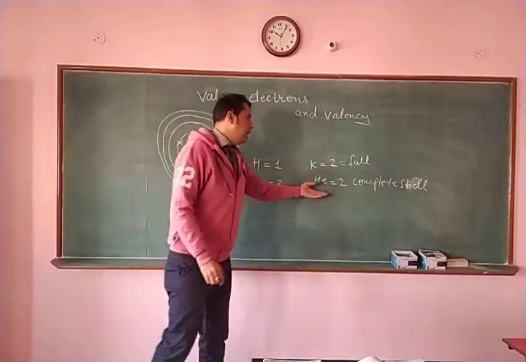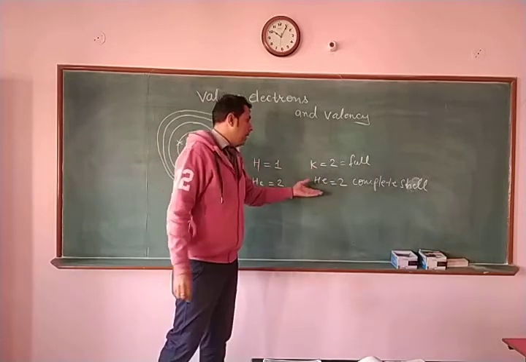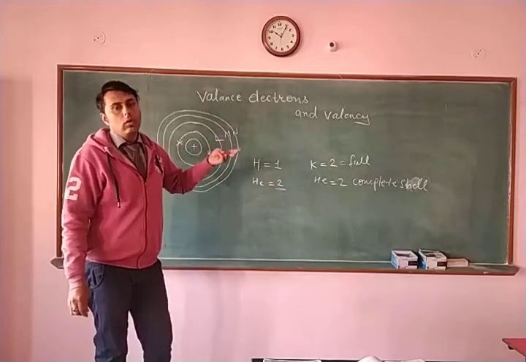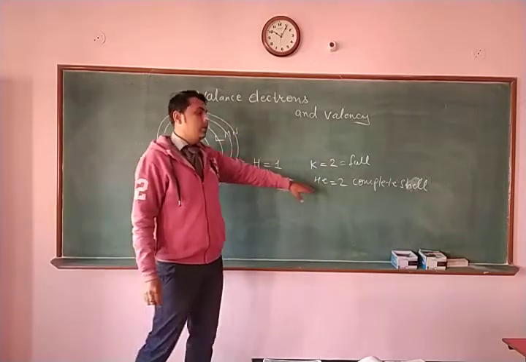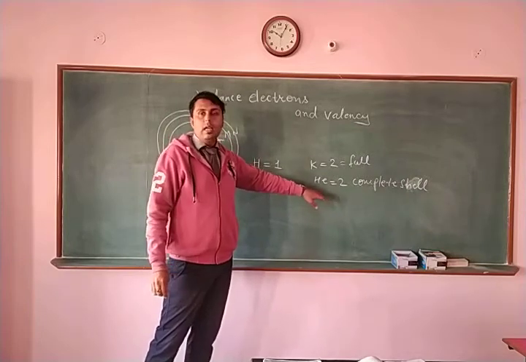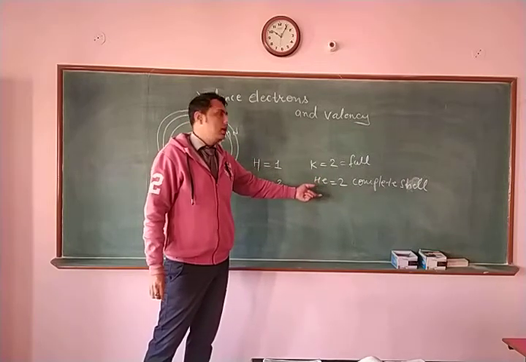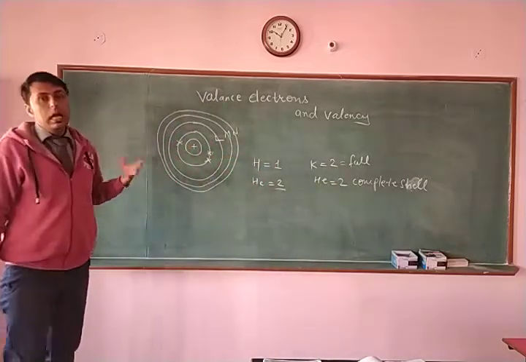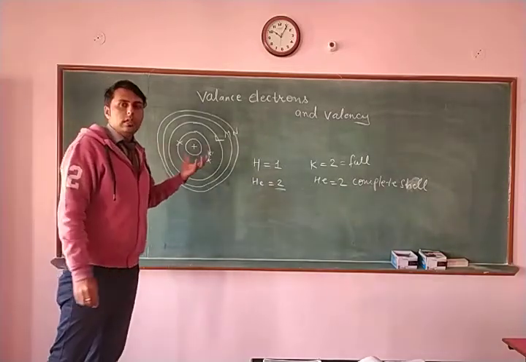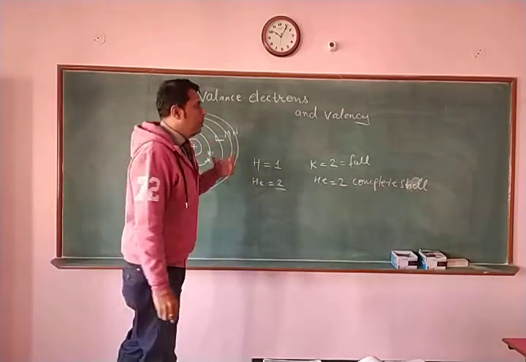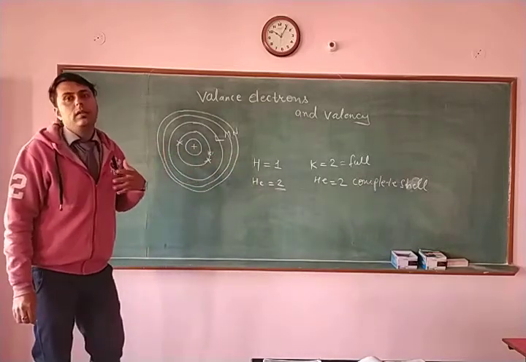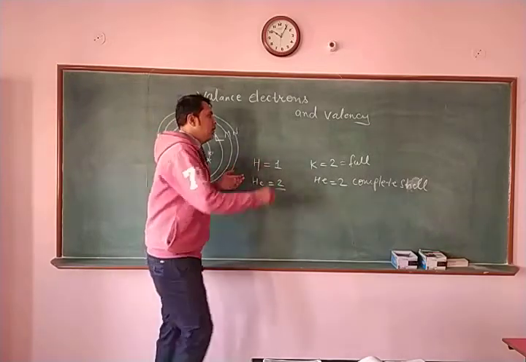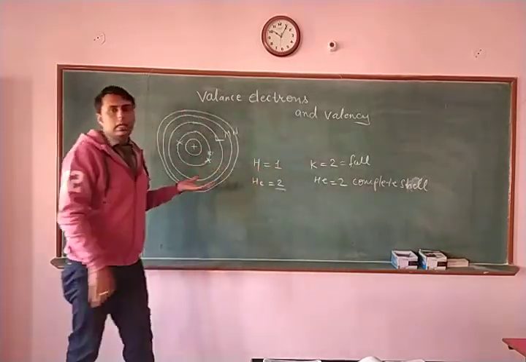That is why we say helium is a duplet. Helium contains 2 electrons in the outermost shell, and it is stable; it is a noble gas. That is why it is known as a duplet atom. The other noble gas atoms we know as octet. We say their outermost shell contains 8 electrons, and that is why they are stable and less reactive. They don't react. That is the reason we compare with 8 electrons.